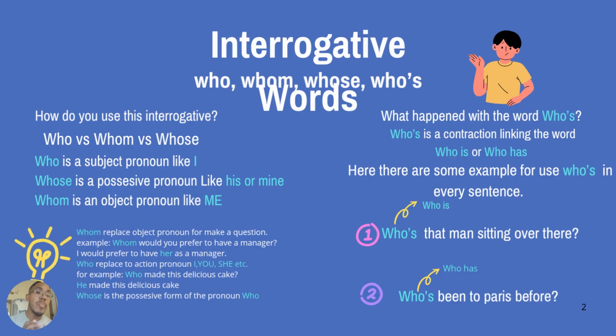Whose is a possessive pronoun, like his or mine. Whose is the possessive form of the pronoun who. Whom is the object pronoun, like me. For example, use it to replace the object me when you are asking whom, and you respond with the object pronoun, like me.